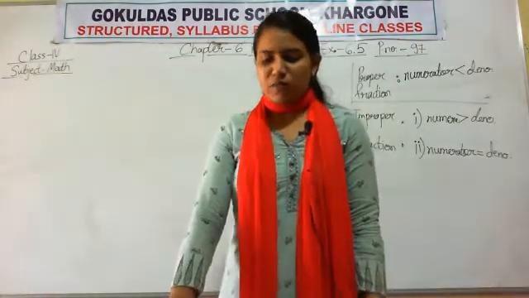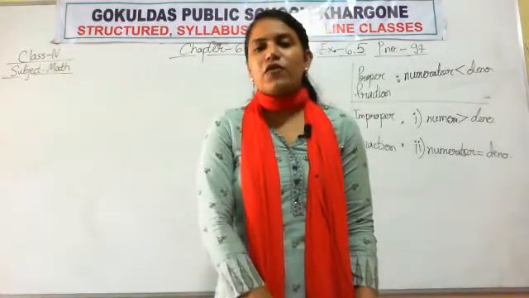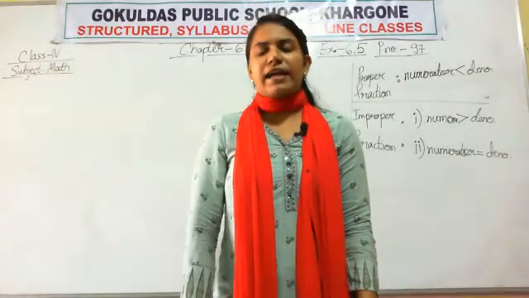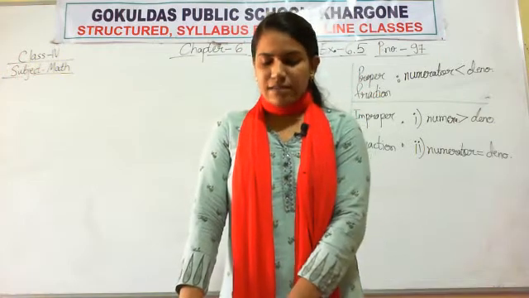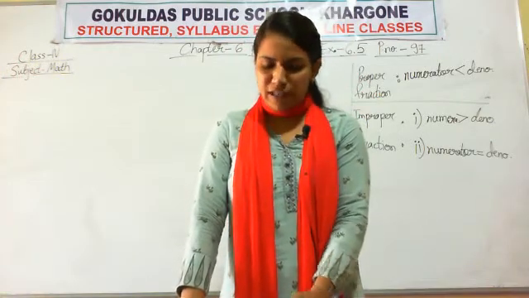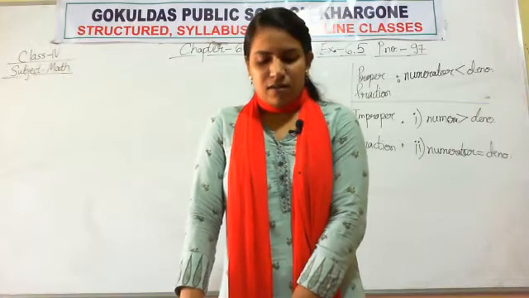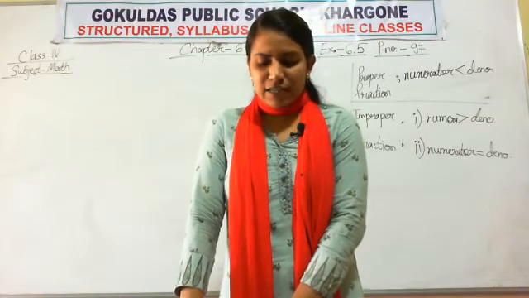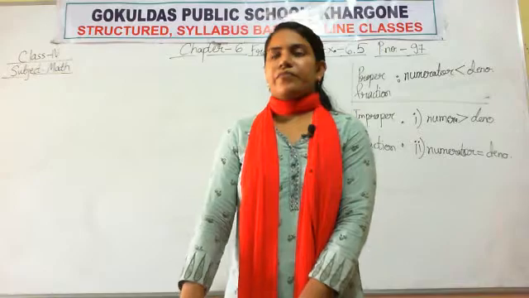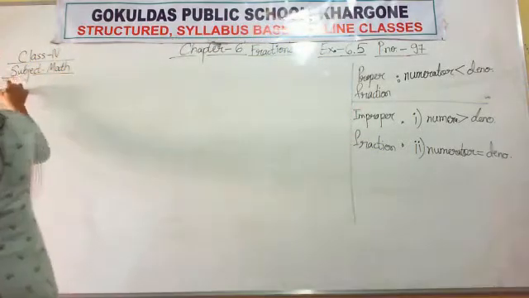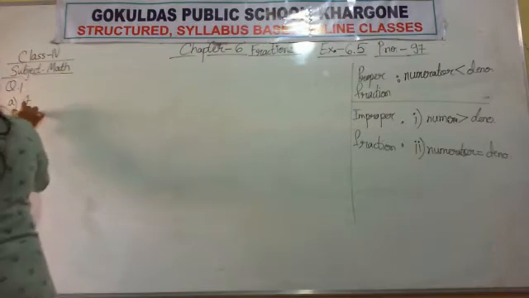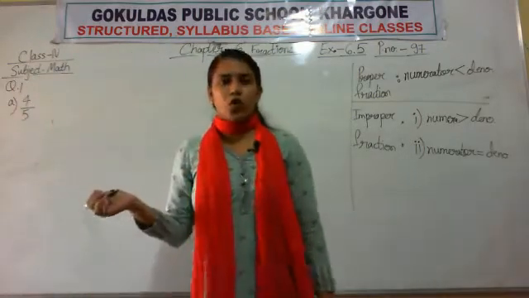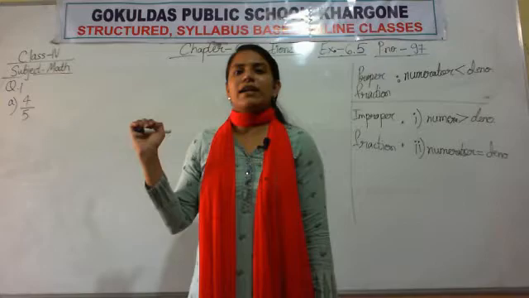Now read question number 1. Represent the following fractions on the number line. Question number 1, part A. The given fraction is 4/5. You want to represent this number on the number line.